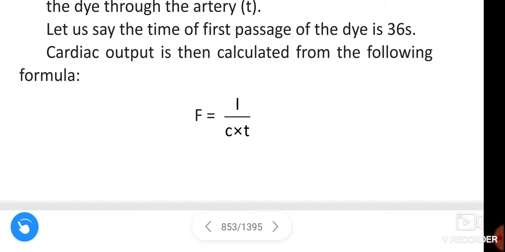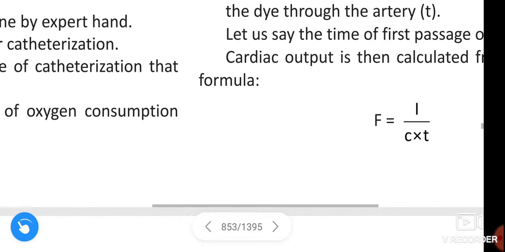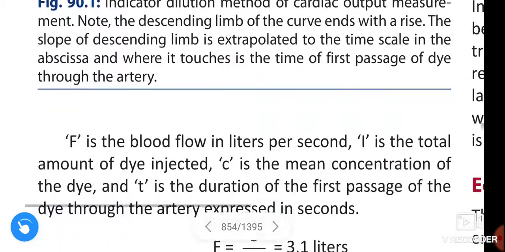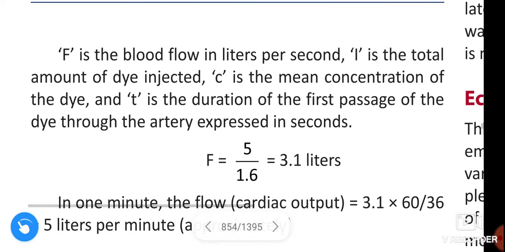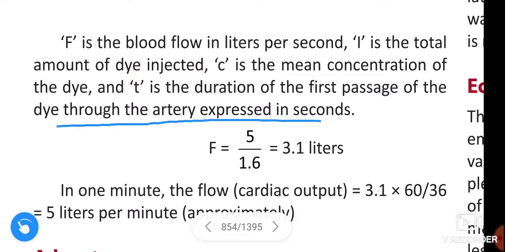F is equal to I by C into T. F is equal to I by CT. Here F is equal to blood flow in liters per second, I is equal to the total amount of dye injected, C is the mean concentration of the dye, and T is the duration of first passage of the dye through the artery expressed in seconds.